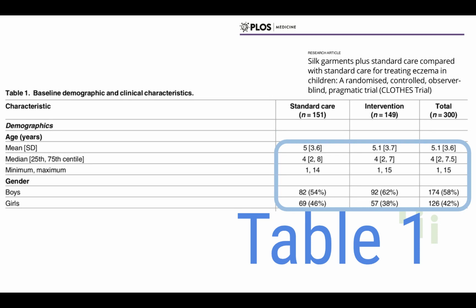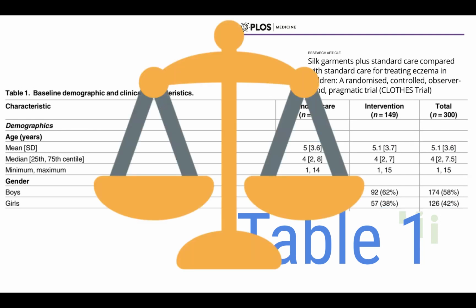Okay, so finally, here are the actual values. I've put a little box around them in that Table 1. What we're assessing by looking at these values usually is balance. What I mean by that is how evenly distributed these characteristics are across treatment groups.